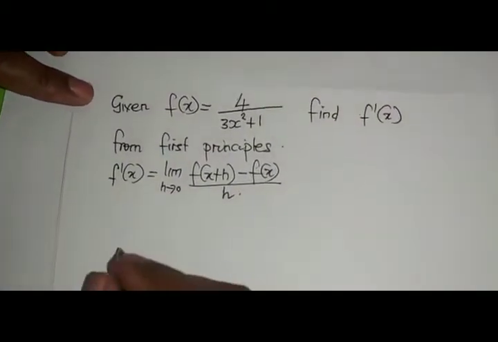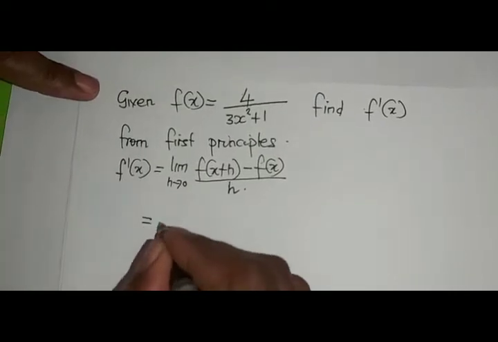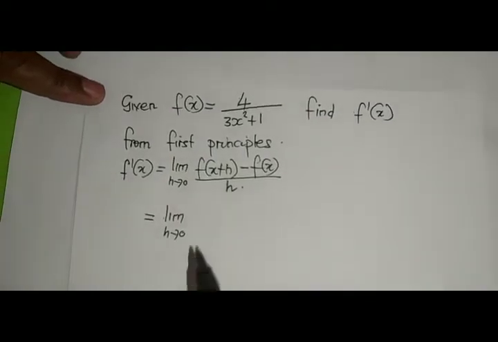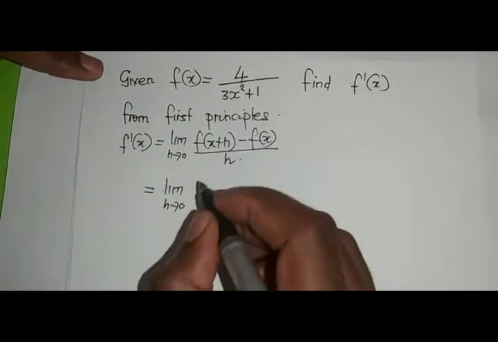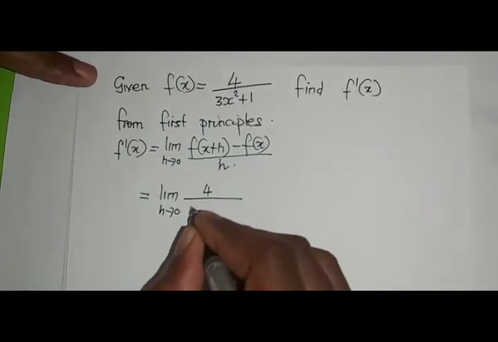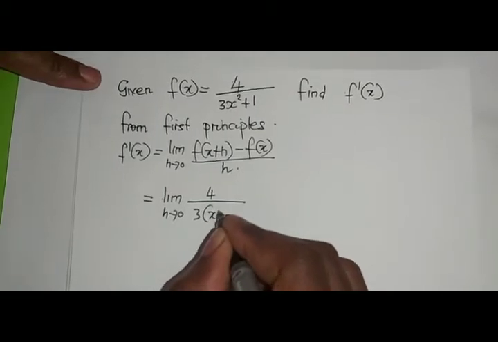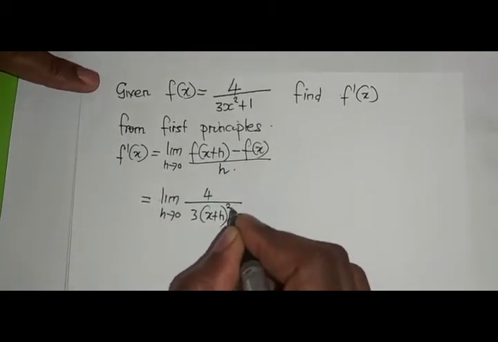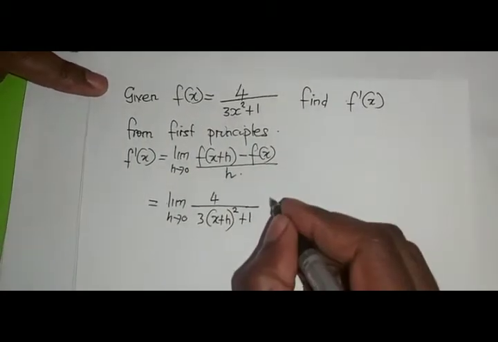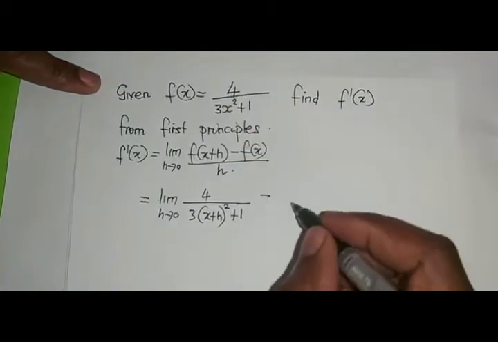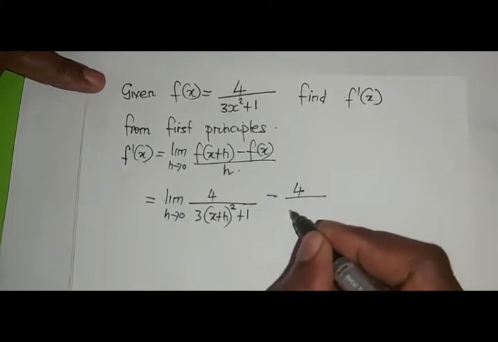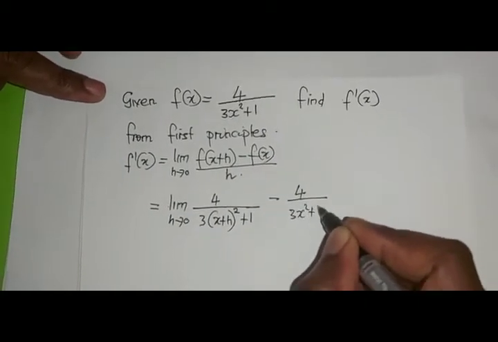Now next we want to do the substitutions, which means it's now equal to the limit as h approaches 0 of, where there is x we substitute with x plus h, so it will be 4 over 3 into x plus h, everything squared. But can you see here it's plus 1, minus f of x, which is exactly that one. Therefore it will be 4 over 3x squared plus 1.